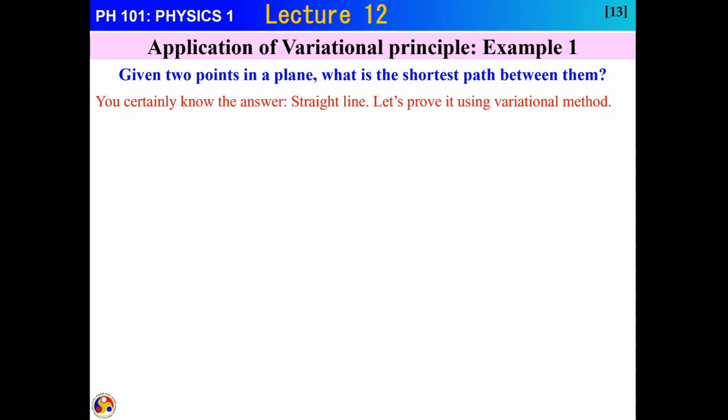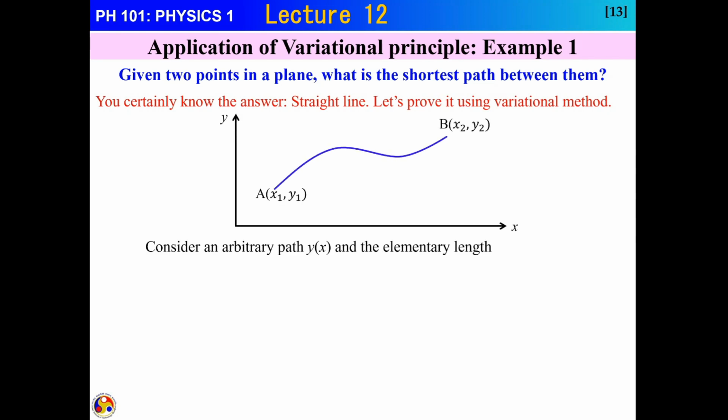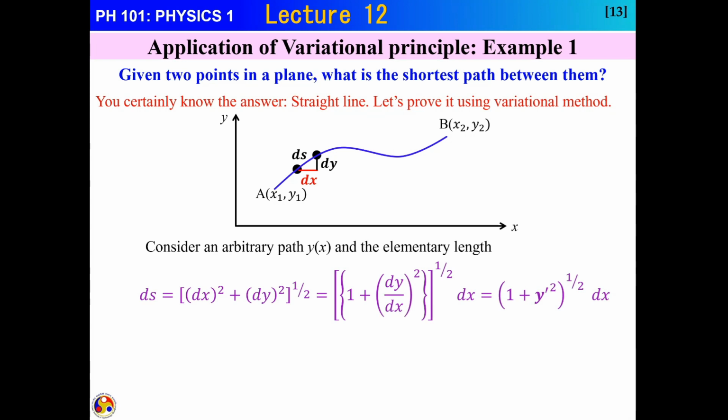To do so, let us consider a plane where you have points A and B with coordinates x1, y1 and x2, y2. I can consider any path. I don't know how it is going to connect, but I'm just taking any arbitrary path. Now I can define an elementary length ds, which has a dx component and a dy component, and I can write the elementary length as the square root of dx square plus dy square. Now I can take dx outside, therefore it will be the square root of 1 plus (dy/dx) square.